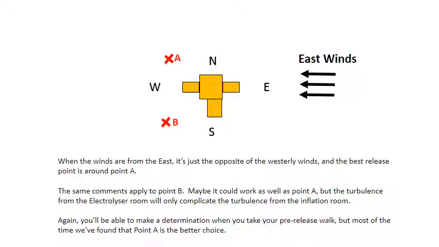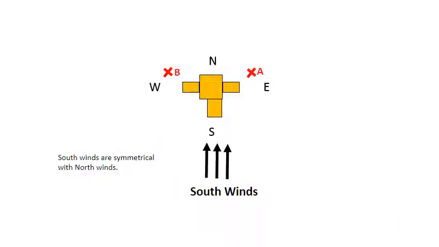When the winds are from the east, it's just the opposite of the westerly winds, and the best release point is again around point A. The same comments apply to point B. Maybe it could work as well as point A, but the turbulence from the electrolyzer room will only complicate the turbulence from the inflation room. Again, you'll be able to make a determination when you take your pre-release walk, but most of the time we found that point A is the better choice.